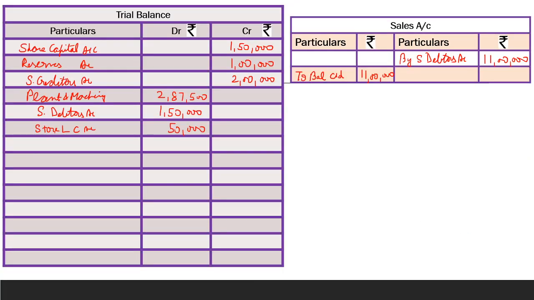Our first account is cash account. So cash and bank account has a debit balance of 12,500. Our next account is factory overhead control account, and it also has a debit balance of 37,500. And our third account is WIP ledger control account, which has a debit balance of 62,500.